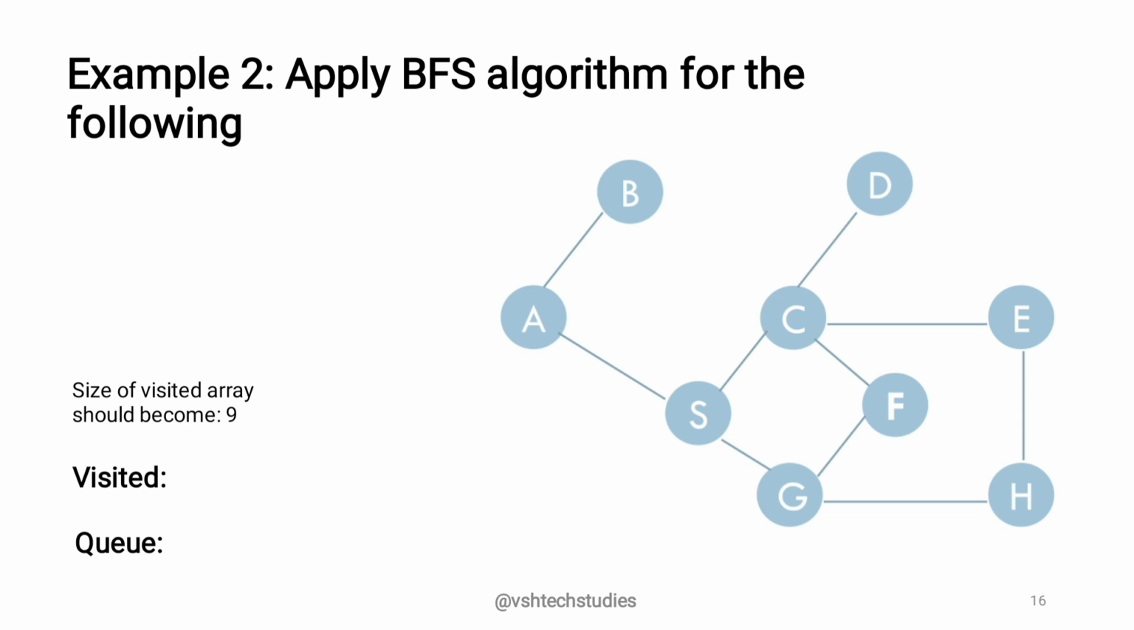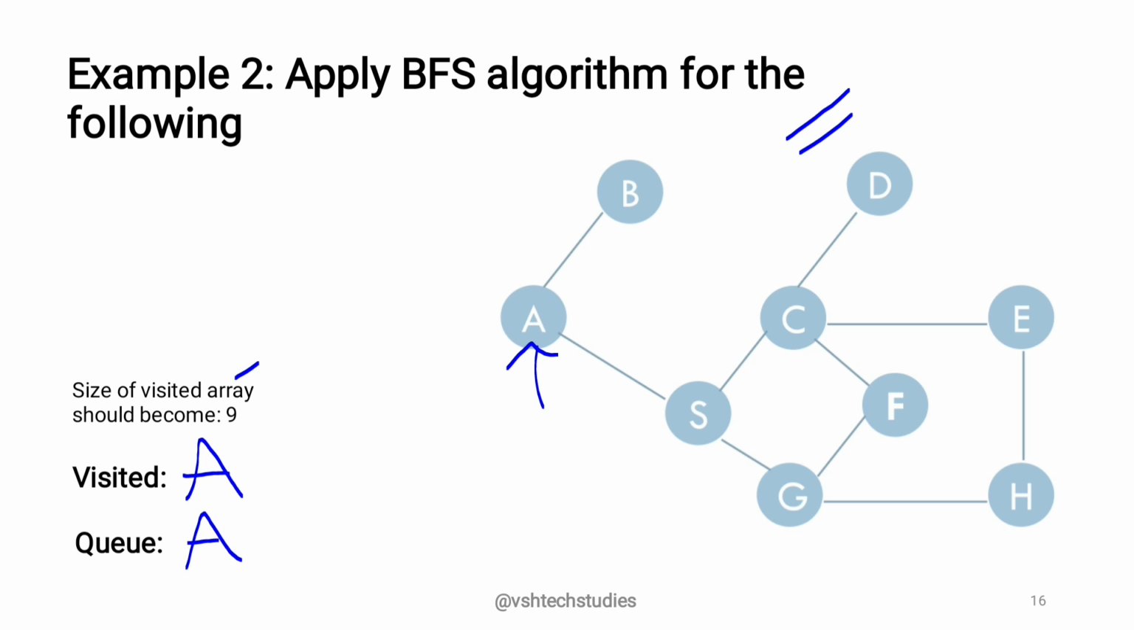Here the given graph is this. The size of the visited array should be 9 because there are 9 vertices in this. That is the first point. Next, which is the source node? If any source node is given, we have to start from there. Now we shall take A as the source node. So A is taken as a visited node. A is put into the queue.